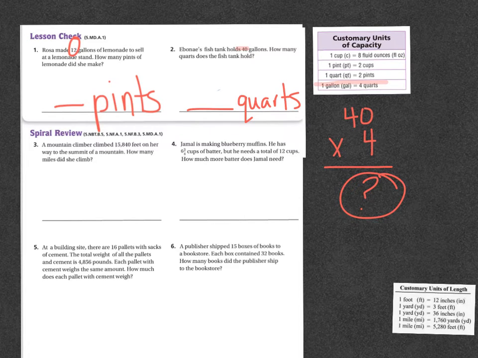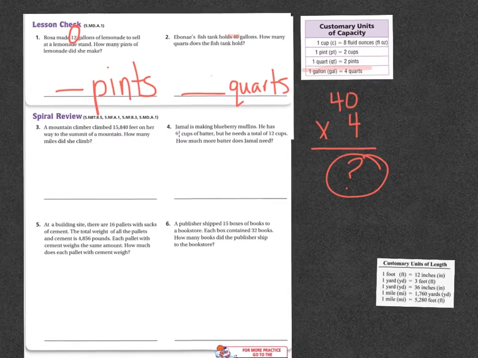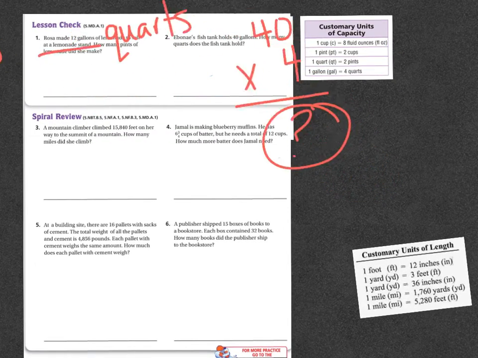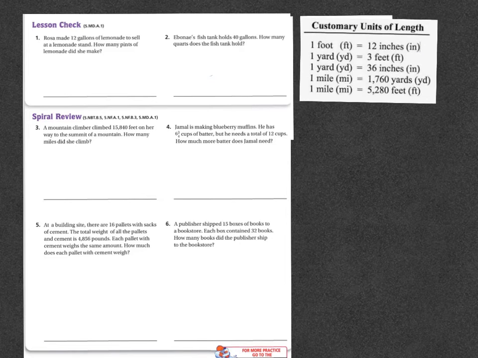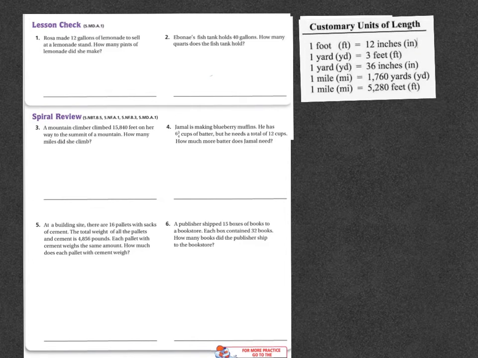Okay, number 3. A mountain climber climbed 15,000 feet. Oops, sorry. That's why I brought this over here as well. Okay, this is from 10.1. So a mountain climber climbed 15,840 feet on her way to the summit of the mountain. How many miles did she climb?